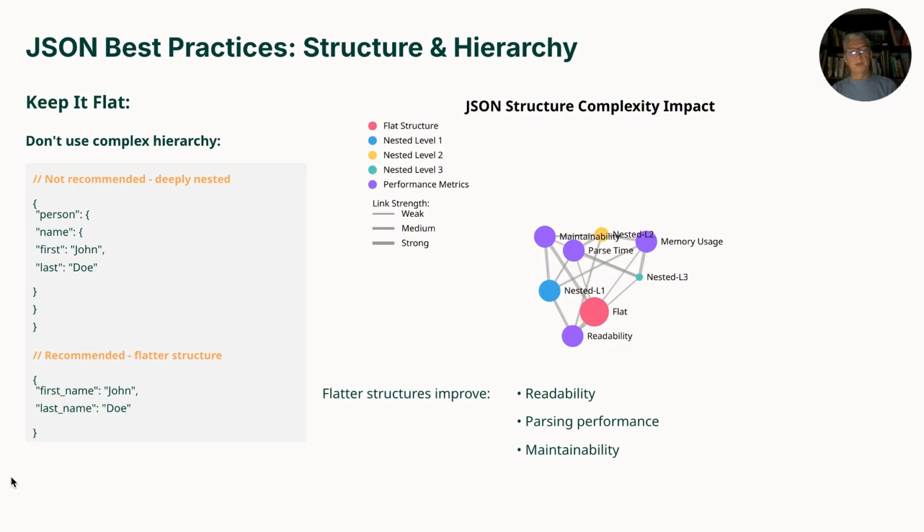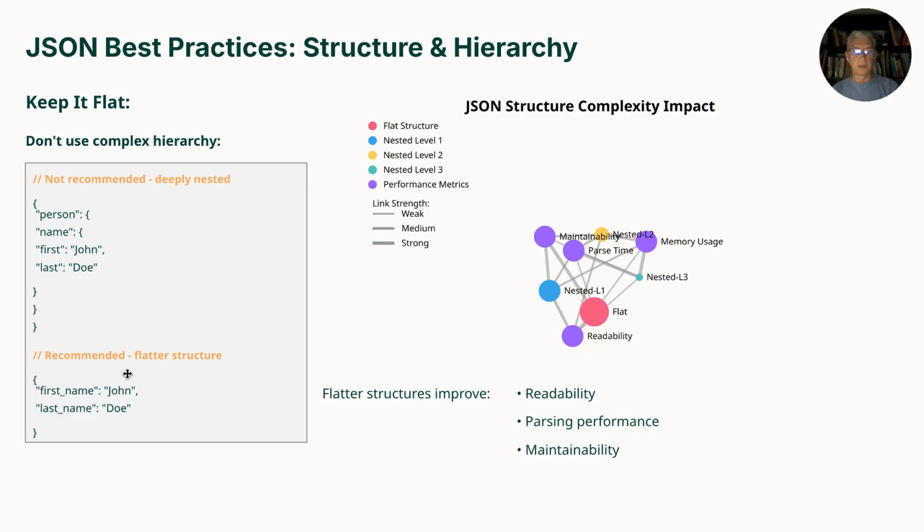The next best practice is to keep your JSON structure as much flat as possible. So don't add too much hierarchies. For example, in this case, we have a first name and last name in the object, and that's about it.